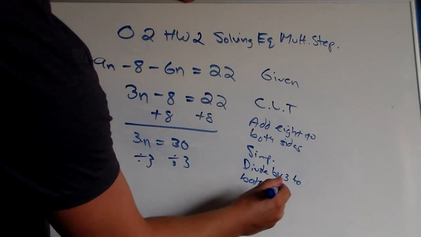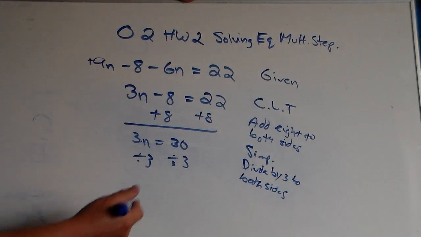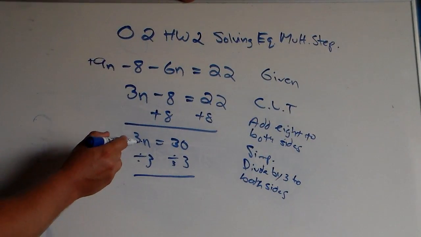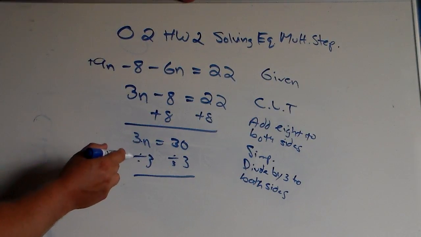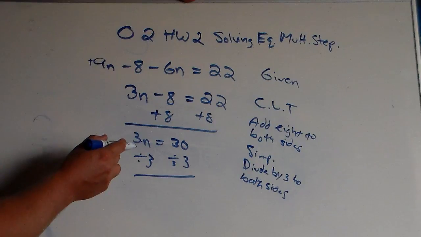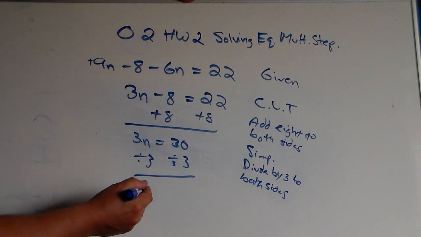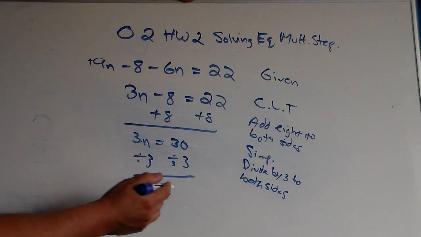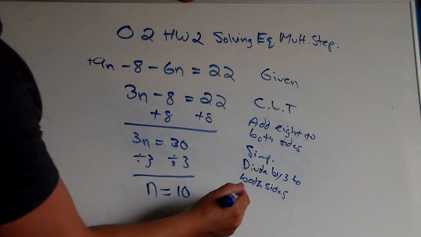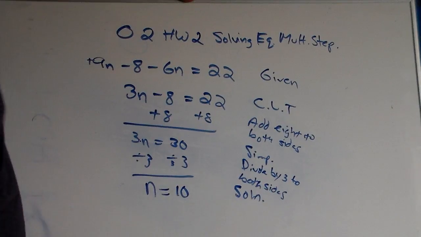To both sides. I'm going to simplify that down. Times 3n, or n times 3, and then we're going to divide by 3. Well, 3 times and 3 divide, they cancel each other out. So you're just going to have n. And 30 divided by 3 gets you 10. That is our solution.